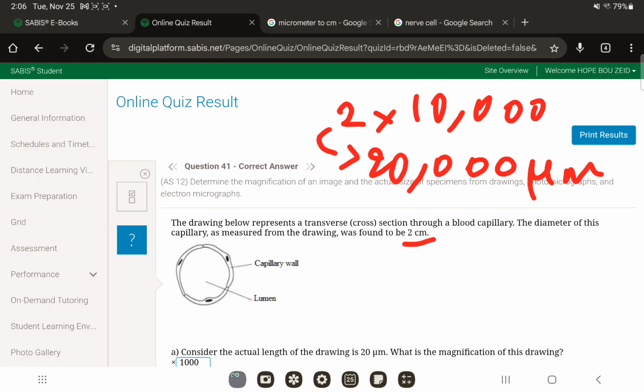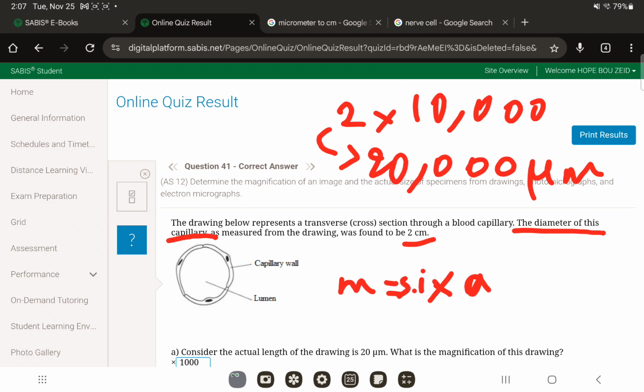Now, consider the actual length. Here they said that the diameter of this capillary, so basically the drawing length, was 2 centimeters. Sorry, but you know what I mean. So, consider the actual length of the drawing is 20 micrometers. What is the magnification of this drawing? The magnification is equal to the size of the image divided by the actual size.